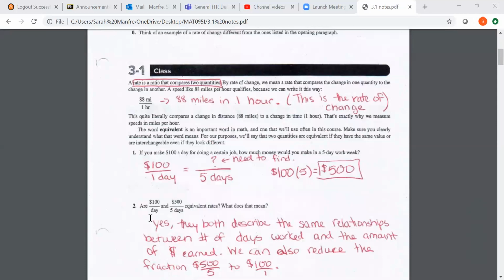So question number 2 says, are these two rates equivalent? $100 per day and $500 per 5 days. Are they equivalent? Yes, they are, because they both describe the same relationship between the number of days worked and the amount of money earned. Also, if we take the 500 per 5 days and we reduce that fraction by dividing both the numerator and denominator by 5, it would take us down to 100 per 1. So they are the same and equivalent rates.